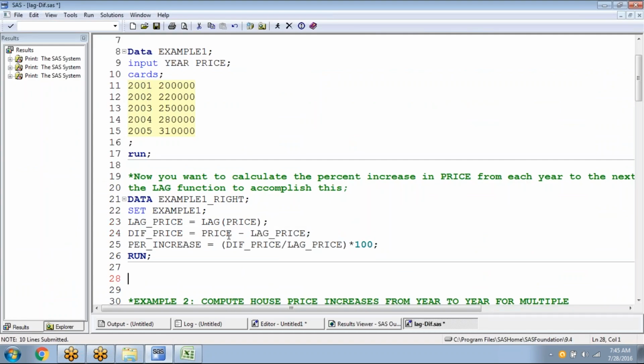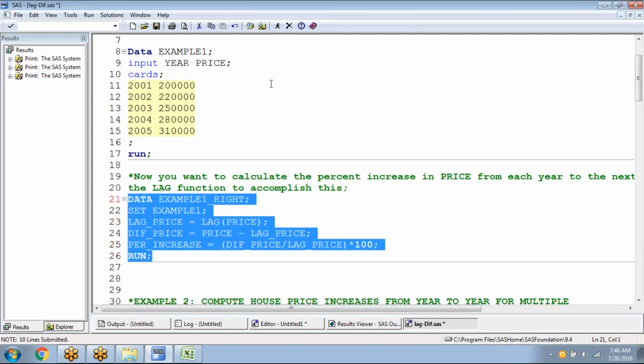Okay. Now I'm storing the information, the price minus lag price, whatever result I get, I'm storing in a new variable called diff price. Diff price. Now how do you calculate the percentage increase? Diff price by lag price into 100. Then you'll get the percentage increase.